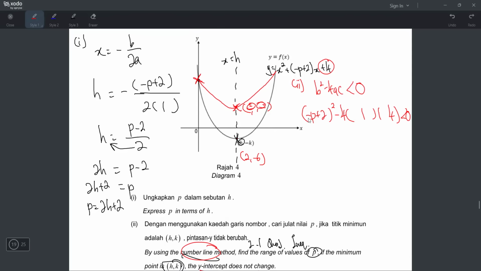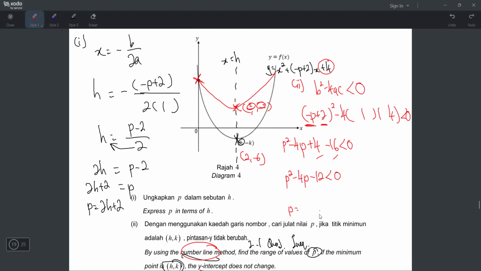But first, let's make it general form. Okay, how to expand this? First, you take negative P square, which is P square. And then negative P times 2 is negative 2P times 2, negative 4P. And then 2 square is 4. Okay, negative 4 times 1 is negative 4 times 4 is negative 16, smaller than 0. Number dengan number boleh buat. So P square minus 4P. 4 minus 16 is negative 12, lesser than 0.